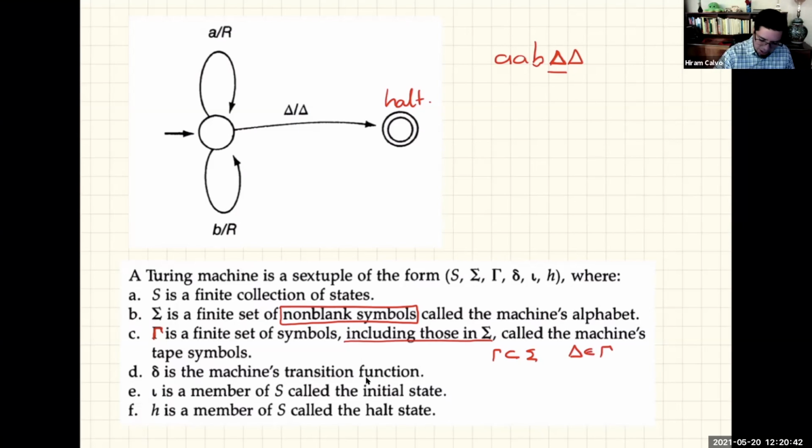Just let me remind you. Remember that this is the empty string, and we will keep using it. This is the empty string. This is the empty symbol, epsilon, and this is the blank symbol.